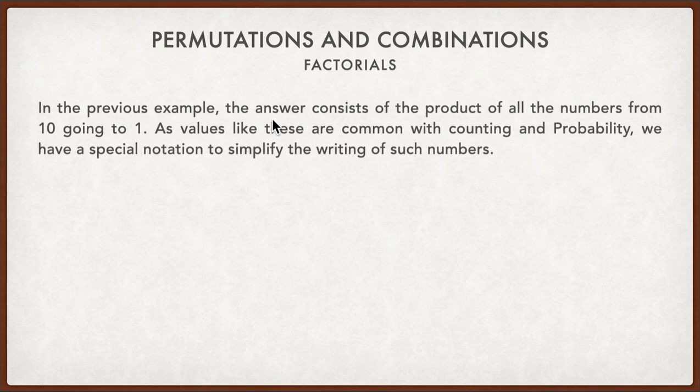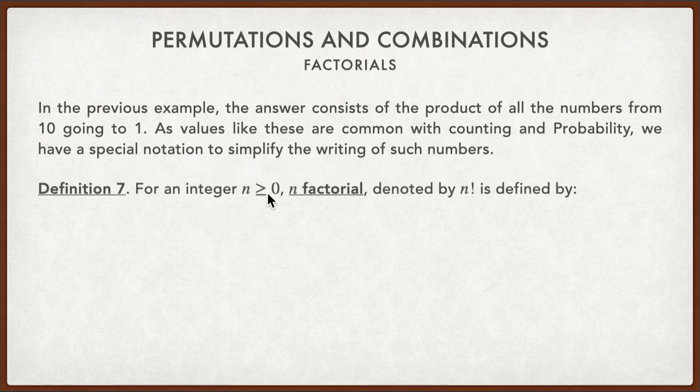So in the previous example, the answer consists of the product of all the numbers from 10 going to 1. So 10 times 9 times 8 times 7 up until times 1. Values like these are common in probability theory, especially in counting sample points, so we have a special notation to simplify the writing of such numbers. We will call this Definition 7.